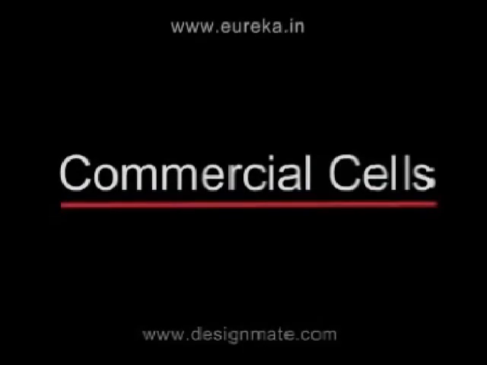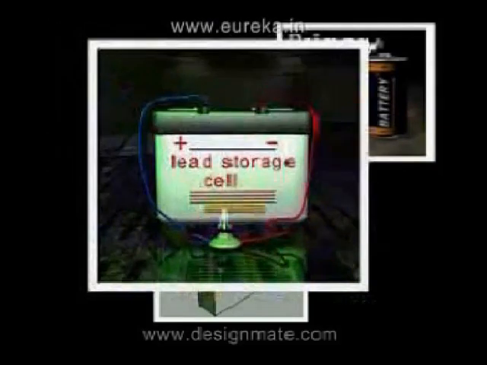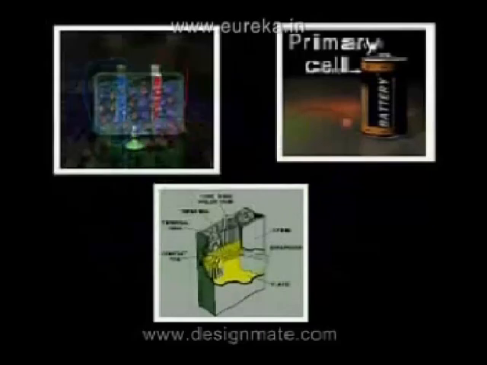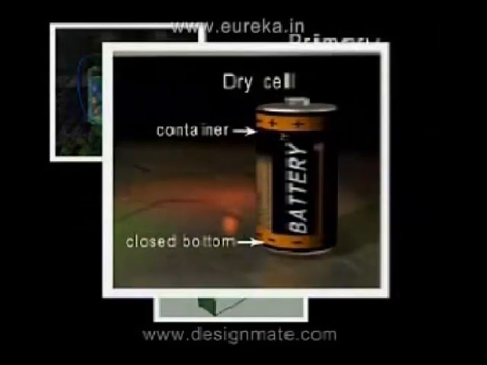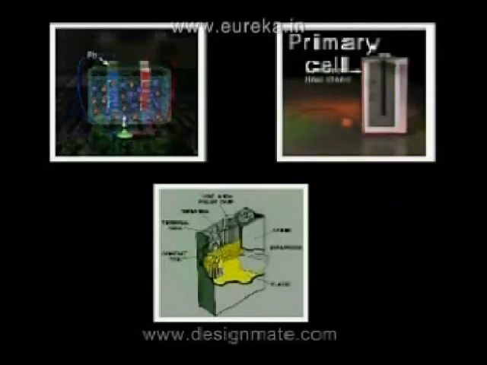Commercial cells. A lead storage cell, a dry cell, a nickel-cadmium cell, etc. are some of the commercial cells. They can be classified into two categories.